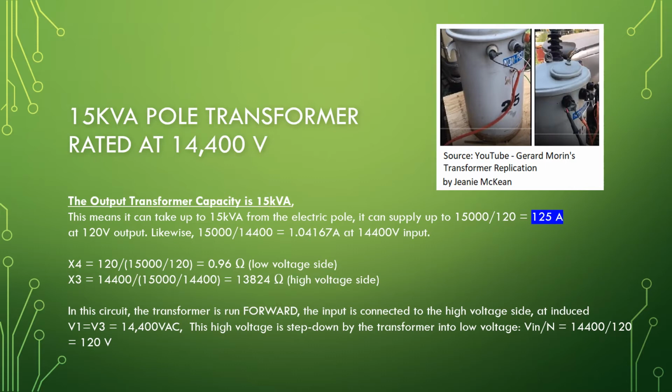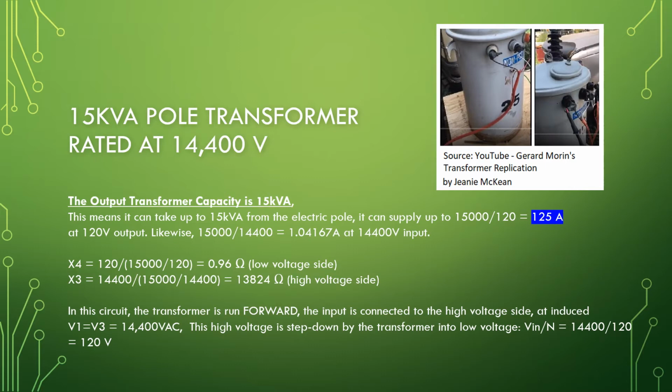X4 equal to 120 divided by 15,000 divided by 120 equal to 0.96 ohm at the low voltage side. X3 equal to 14,400 divided by 15,000 divided by 14,400 equal to 13,824 ohm on the high voltage side.